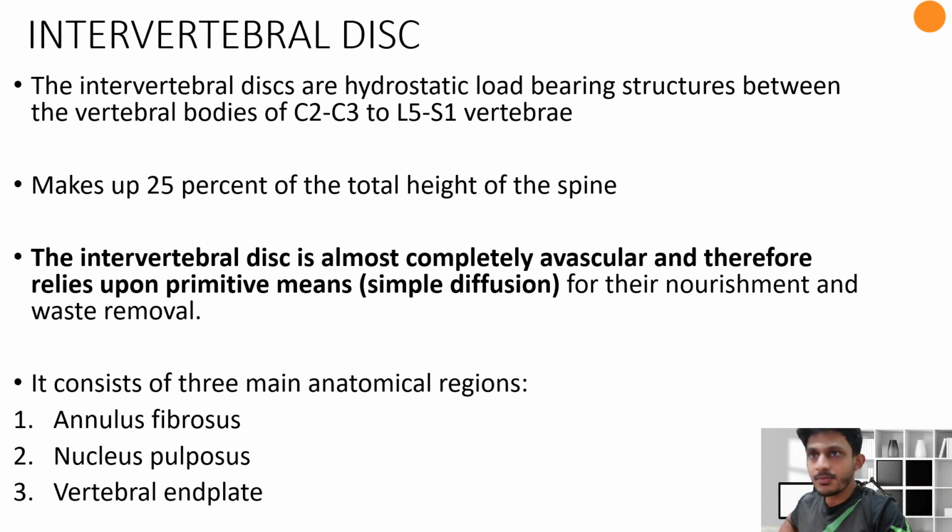All right, let's start with what an intervertebral disc is. These are nothing but hydrostatic load bearing structures, and they are present all the way from between the vertebral bodies of C2, C3 all the way till L5 to S1. So it makes up about 25% of the total height of the spine. And we should remember an important thing is that these are completely avascular and therefore rely upon diffusion for nourishment. So it has three parts: the annulus fibrosus, the nucleus pulposus, and the vertebral end plate.